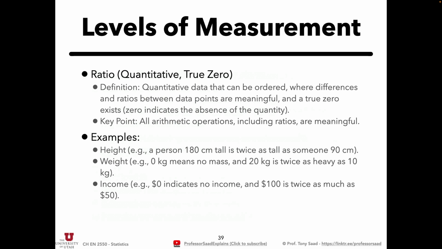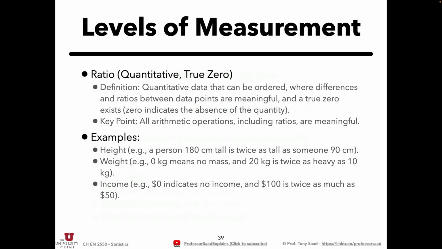Okay? In ratio data, that's why they call it ratio. You can take the ratio and you can say, yes, this is twice as much or this is 3 times as much. Okay? So 180 centimeters is twice as tall as 90. 20 kilograms is twice as heavy as 10 kilograms. Why? Because 0 kilograms means no mass. It has a true zero in it. Okay? Income, 0 means you're making no money. There's no money in the bank. $0. Sorry.